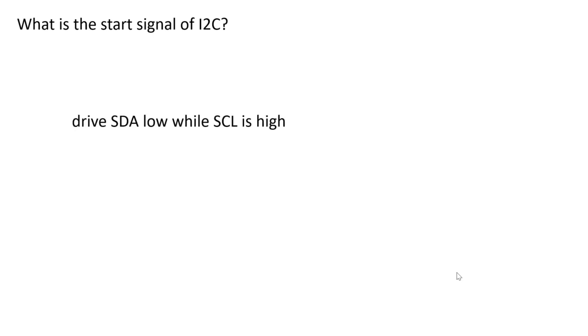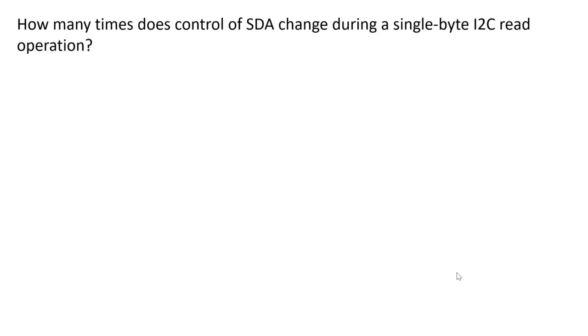So drive SDA low when SDA is data. Remember, SDA stands for serial data. SCL stands for serial clock. It's basically just data and clock. So you drive the data low when the clock is high. Likewise, the stop signal is when, again, you change the data when the clock is high, but in this case, you bring the data from low to high. So drive SDA high while the clock is high.